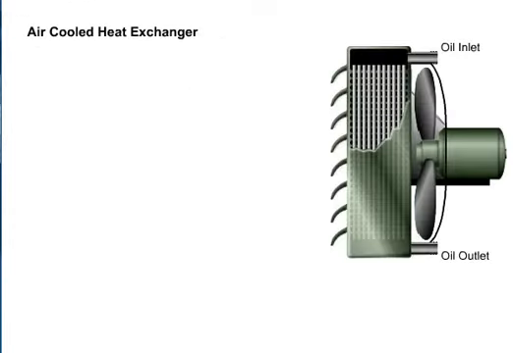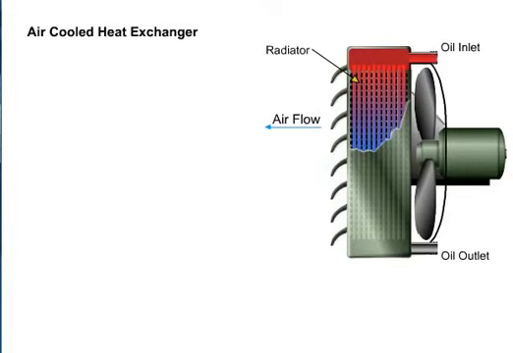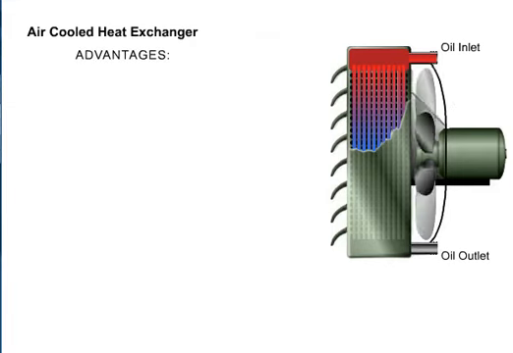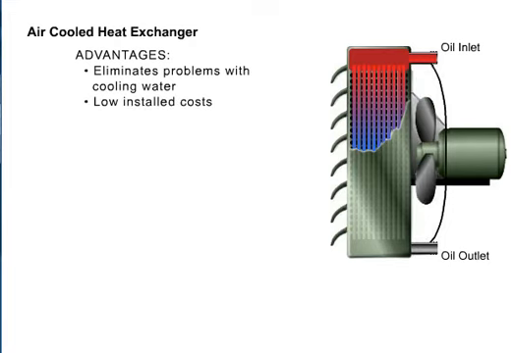Air-cooled heat exchangers consist of a steel radiator core through which oil flows while a strong blast of air passes across the core. In industrial applications, the air is pushed by an electric motor-driven fan. The advantages of this type of air-cooled heat exchanger are, they eliminate problems associated with cooling water, they have low installed costs, and the dissipated heat can be reclaimed.